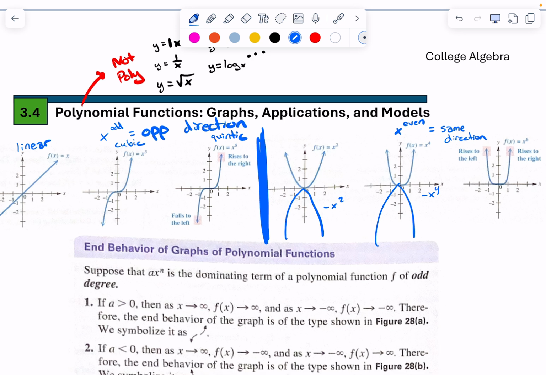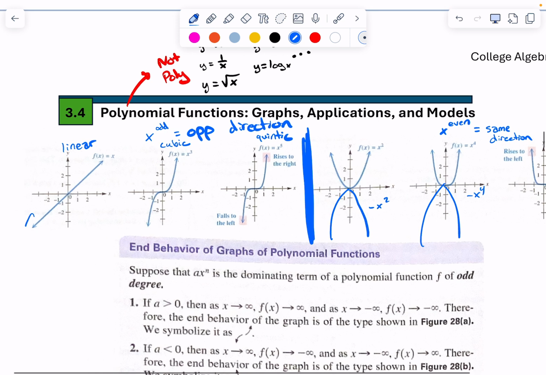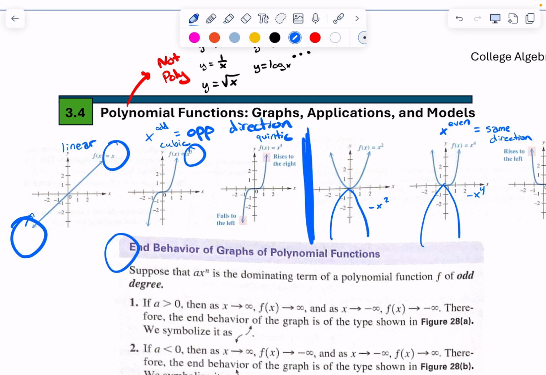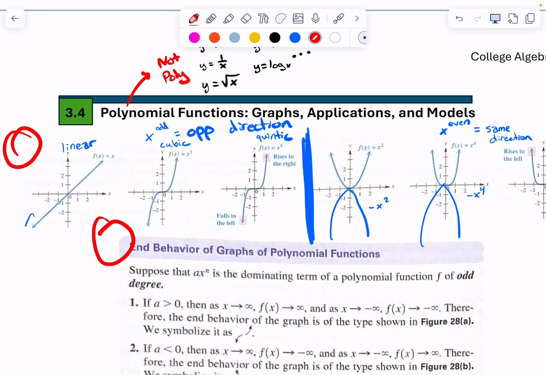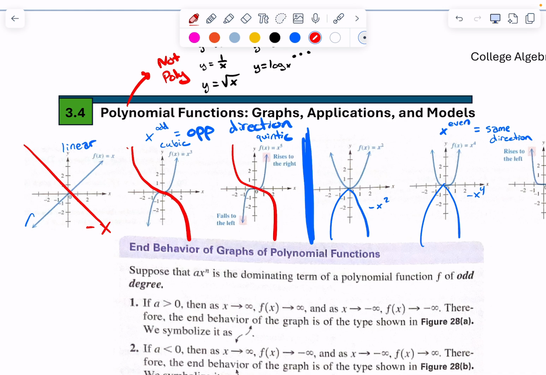The odd ones over here, all these ones over here, start in the bottom left and end in the top right. Do they ever go the other direction? Do they ever start up here and end down here? Does that ever happen? When they're negative, right? So negative x squared, or negative x, would be this. Negative x cubed would be this. Negative x to the fourth power, or fifth power, would be that, whatever.